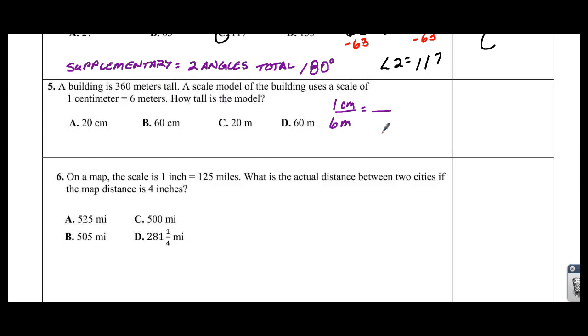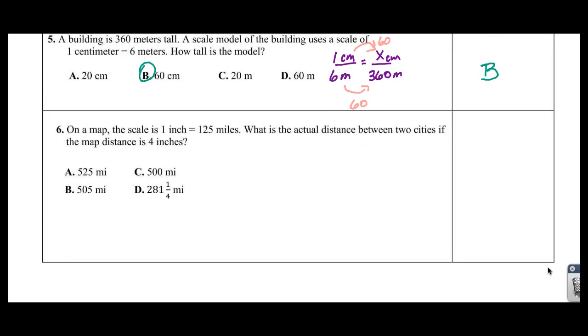The actual is 360 meters. We want to know how many centimeters tall the model is. Well, we can solve this by saying to ourselves, all right, 6 times what makes 360? Well, 6 times 6 makes 36. So 6 times 60 is 360. So what's 1 times 60? It's going to be 60 centimeters. Our answer on this one is B.